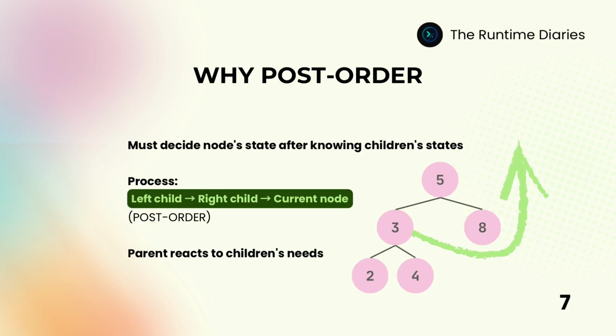We must decide a node's state after knowing its children's states. So, we process the tree in post order. Left child, then right child, then current node. This allows a parent to react to the needs of its children. Post-order traversal is essential because information flows from the leaves upward to the root.